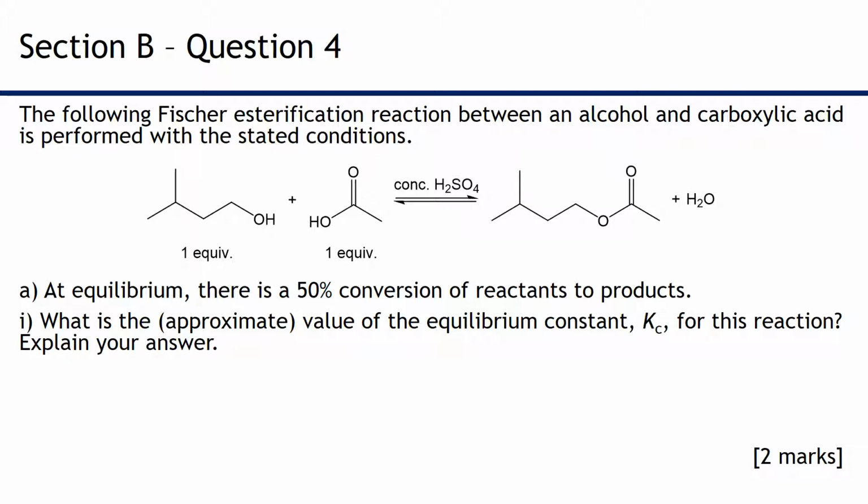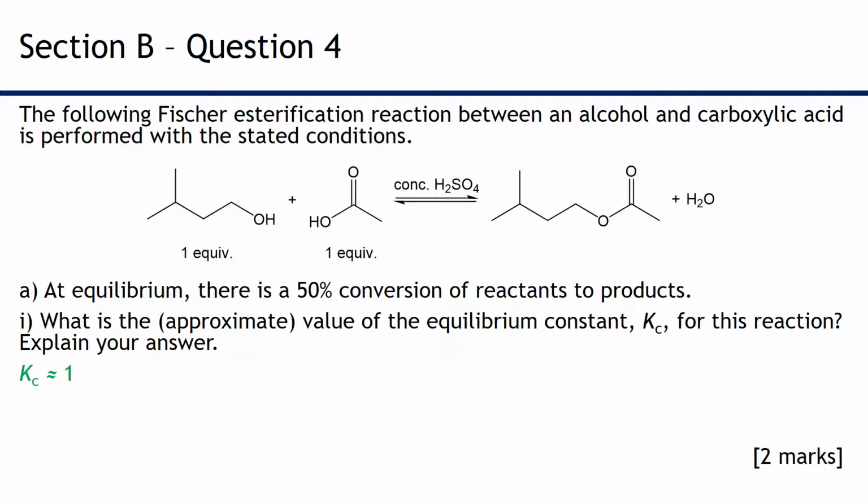Then in A, you're told that at equilibrium there is a 50% conversion of reactants to products. Then in part I, you're asked what is the approximate value of the equilibrium constant Kc for this reaction, explaining your answer. So if you have about a 50% conversion of reactants to products, that means that your value of Kc is going to be approximately 1.